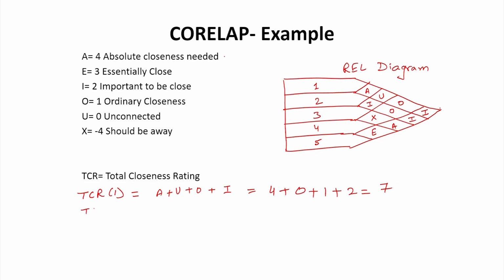Similarly, the total closeness rating of department 2 will go like this: A plus I plus O plus I.